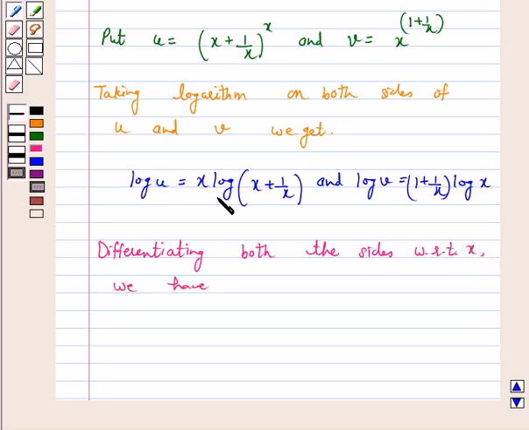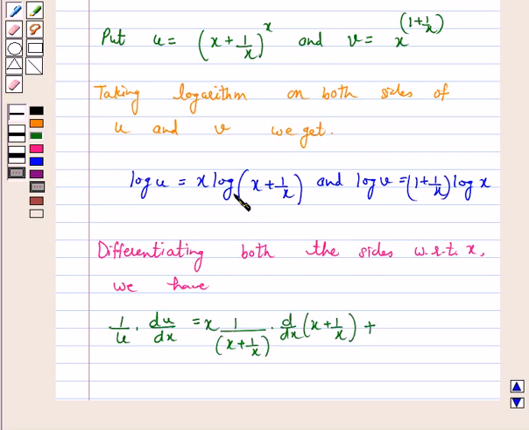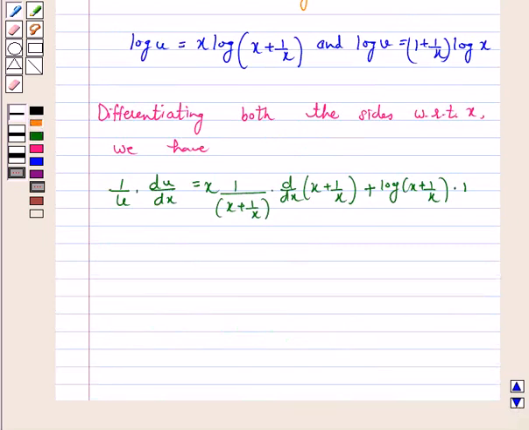Let us first take log u = x log(x + 1/x). Now here we will apply the product rule. So we have 1/u du/dx = x into derivative of log(x + 1/x). So this is equal to 1 over (x + 1/x) into d/dx of (x + 1/x), plus log(x + 1/x) into derivative of x, that is 1. So 1/u du/dx = x over (x + 1/x).